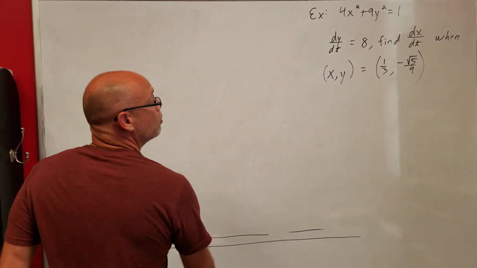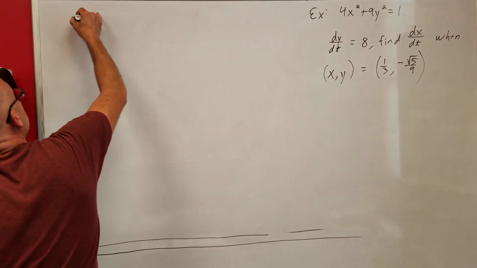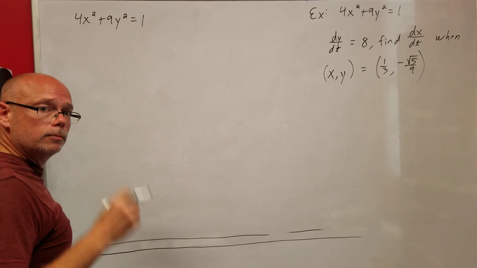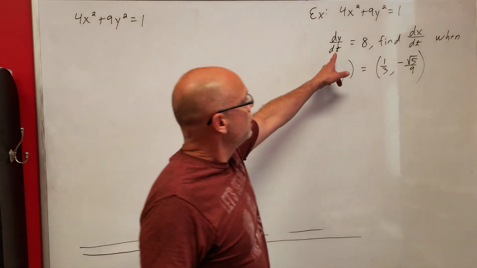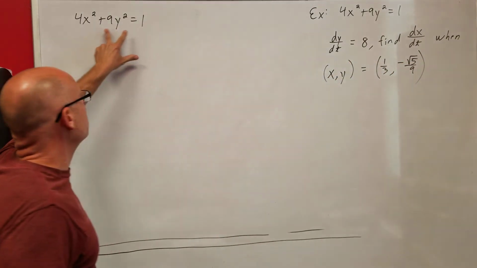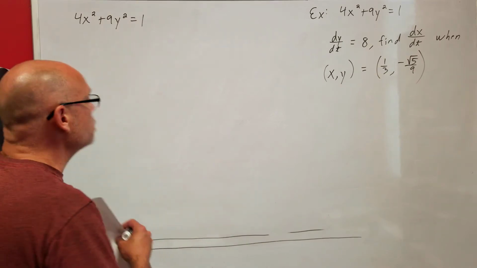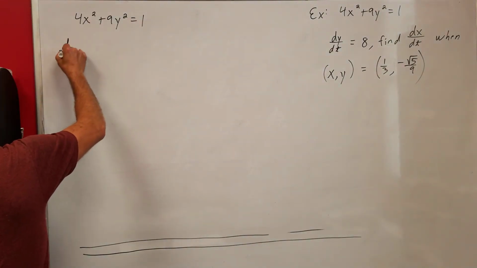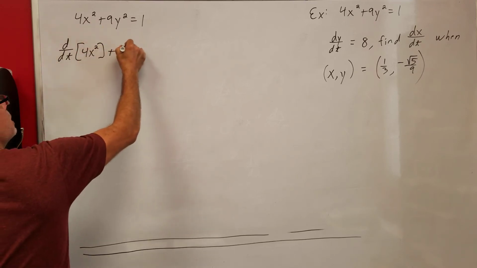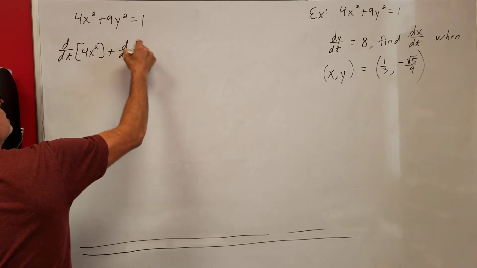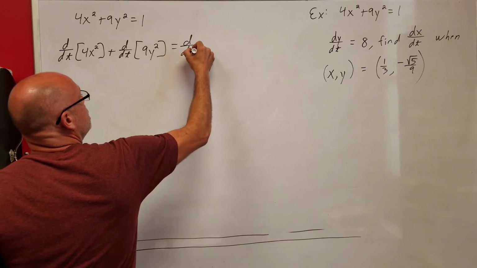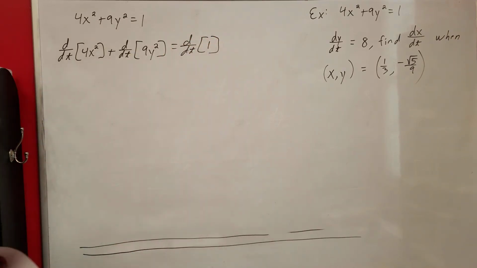All right, so what do I start out with here? I start out with my equation, 4x squared plus 9y squared is equal to 1. Now notice, each derivative is with respect to t. So I'm going to take the derivative of both sides of this equation with respect to t. So I have d over dt of 4x squared, the first term, plus d over dt of my second term, 9y squared, is equal to d over dt of that 1.